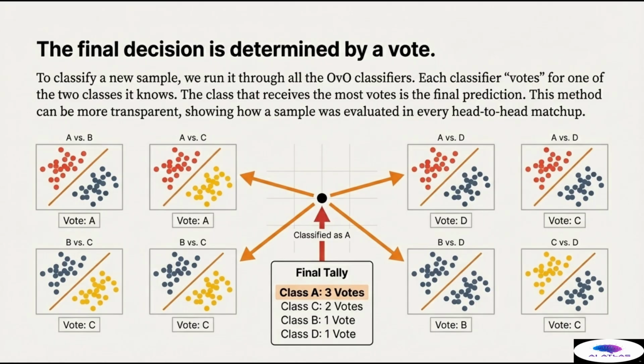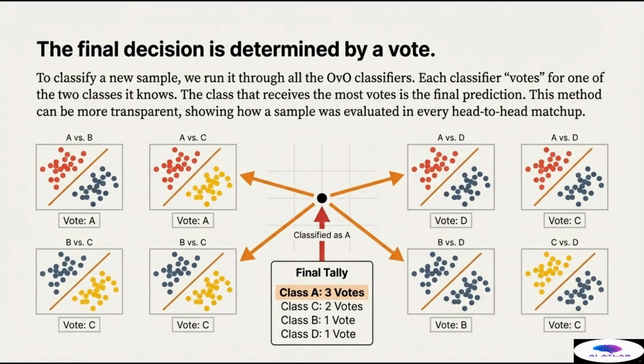Let's trace the classification of the central black dot in our example. When run through the A versus B classifier, it votes A. When run through A versus C, it votes A again. However, when run through the B versus D classifier, it votes B. After running the sample through all 7 possible duels, we compile the final tally.